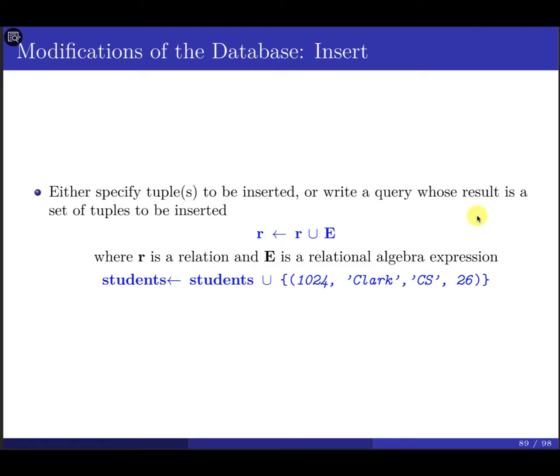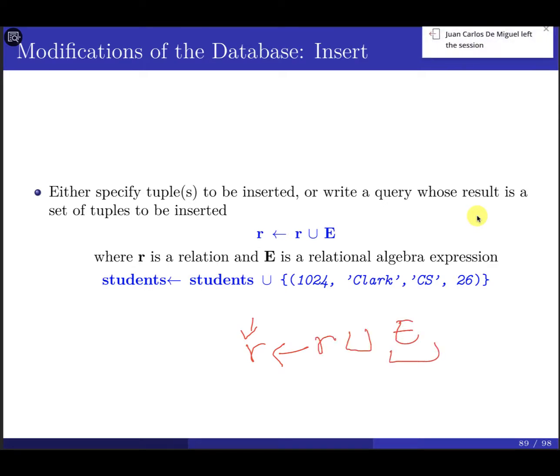For example, when you write a query whose result is a set of tuples to be inserted, say you want to insert something in the relation R. You take R, the old value, union whatever expression we have, whatever query you're going to produce. For example, I want to insert a new, let's say, instructor or new student. What kind of new student? I have to specify what values you want to insert here.